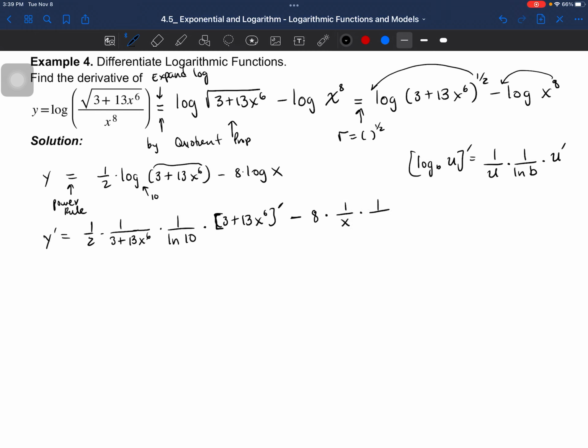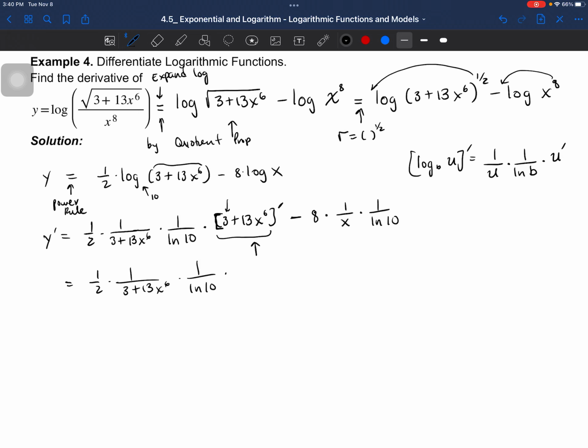Now we're going to take the derivative of the second term. With a similar argument, this is a constant multiplied to a function, so we use the constant multiple rule here as well. So we have 8 times the derivative of log of x, which is just going to be 1 over x times 1 over the natural log of 10. All right, so that's pretty much it. We have found the derivative. All we gotta do is come back and take the derivative of the inside.